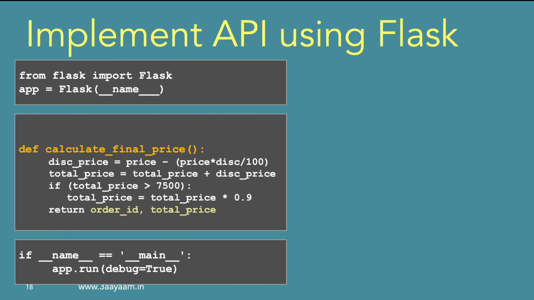Then we execute the program like this. If __name__ equal to __main__, then app.run followed by something, which I have not shown you yet. We'll see this in our hands-on shortly.